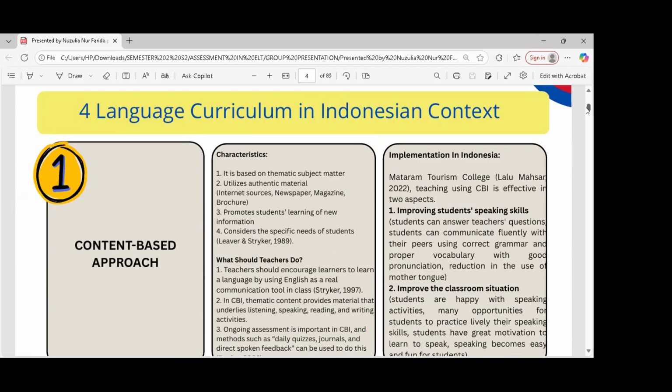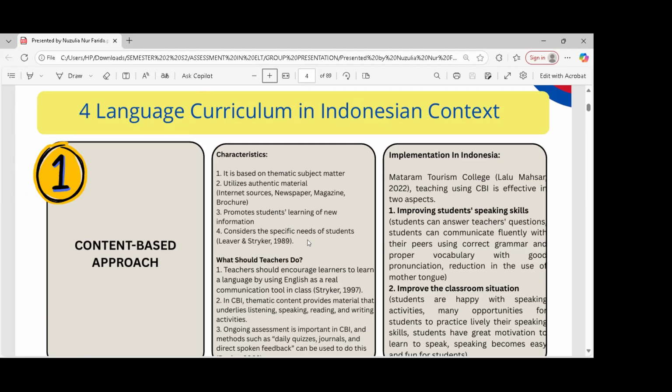So the first is English lesson through content-based approach. The character of the content-based approach is that the lesson is based on thematic subject matter, and the second is that it utilizes authentic materials. Also, it promotes students with learning of so many new pieces of information. It also considers the specific needs of students.